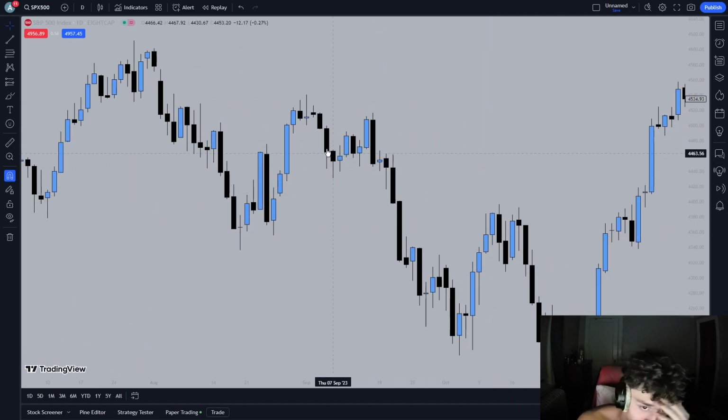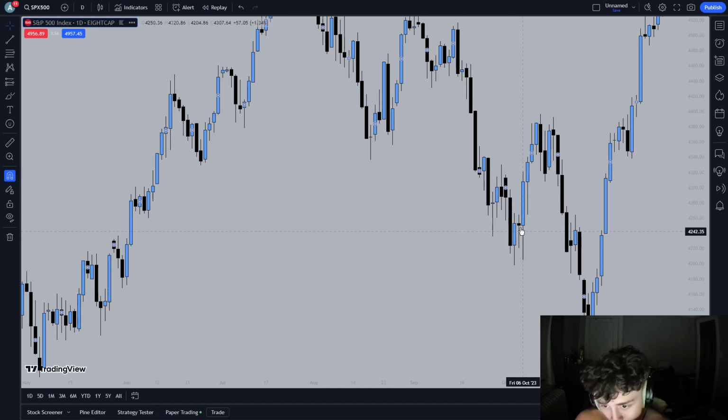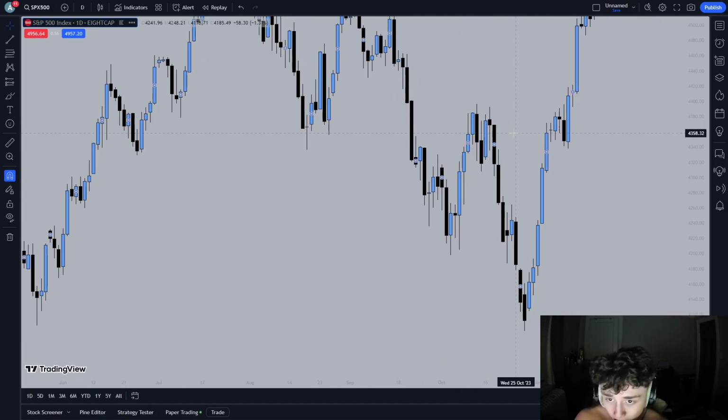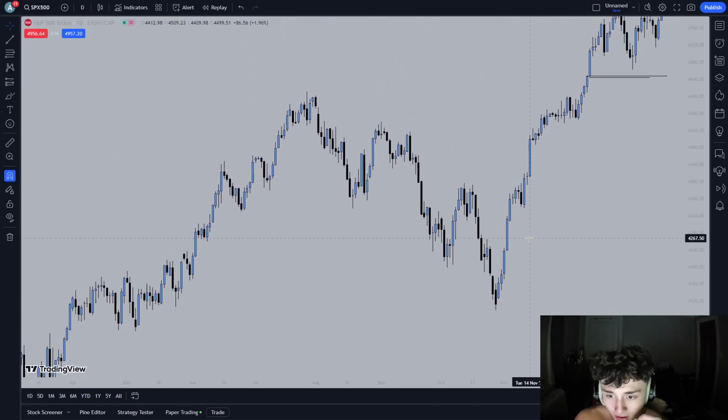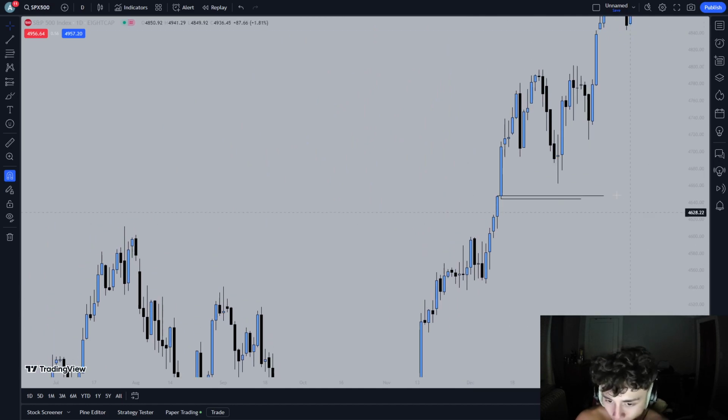For example, right here, if we got a chop, have a doji, price goes down. Chop, doji, price goes up. You could just see price comes down, you get a doji, price goes up. You get another doji, then price reverses back down. So dojis just represent indecision in the market.